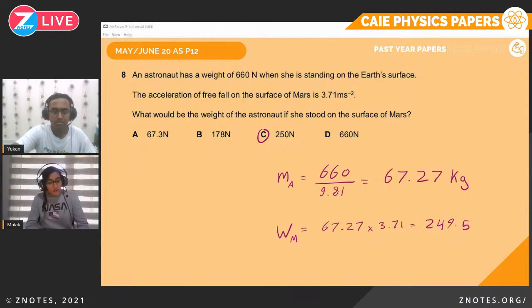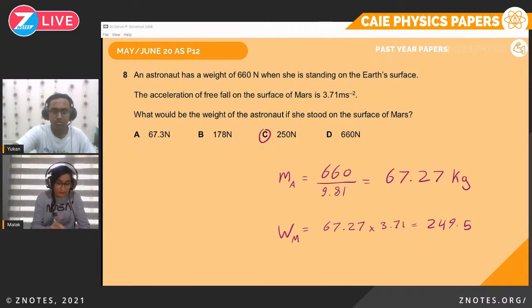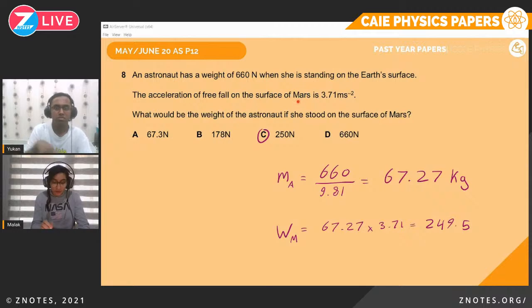Question 8. An astronaut has a weight of 660 newtons when she is standing on Earth's surface. The acceleration of free fall on the surface of Mars is 3.71 meters per second squared. What would be the weight of the astronaut if she stood on the surface of Mars? So now it's a simple matter of finding the mass of the astronaut and then multiplying it with the acceleration of free fall on the surface that she wants, which is Mars at this point.